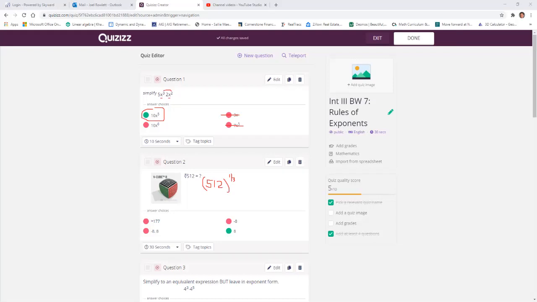Now, why is it that way? Because this is 512 to the power of 1, and this index here is a 3, so that's going to be 1/3. So here's the rule. If you have the nth root of a to the power of m, then you can rewrite it as a to the power of m over n. Okay, the answer is 8, because 8 times 8 times 8 is equal to 512. That means the cube root of 512 is equal to 8.